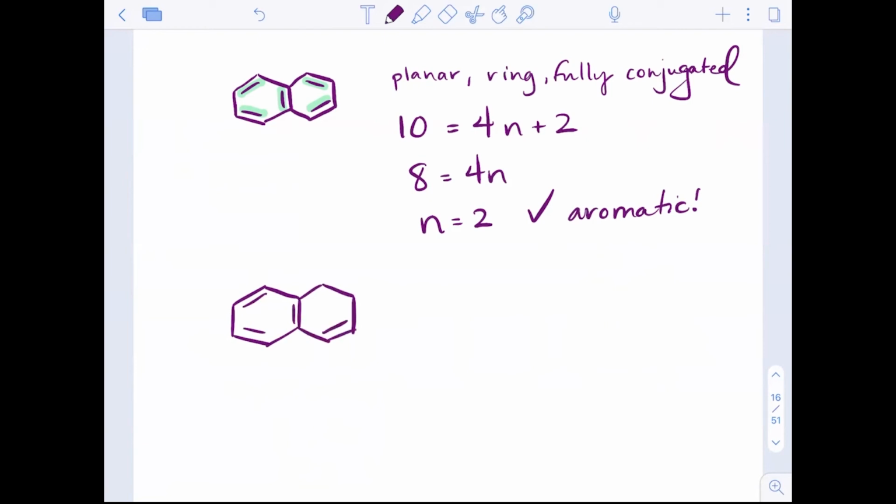Let's do that. This is what we call not aromatic. Why is it not aromatic? Well, because right here we have sp3 hybridized carbons. So the molecule itself is not going to be fully conjugated, okay?